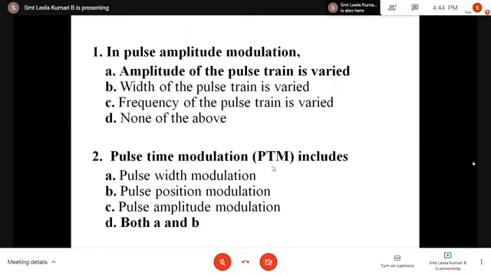Pulse time modulation, PTM, includes pulse width modulation, pulse position modulation, pulse amplitude modulation, both A and B. So pulse time modulation is a combination of pulse width and pulse position modulation. That means both options A and B are correct. So option B is correct.